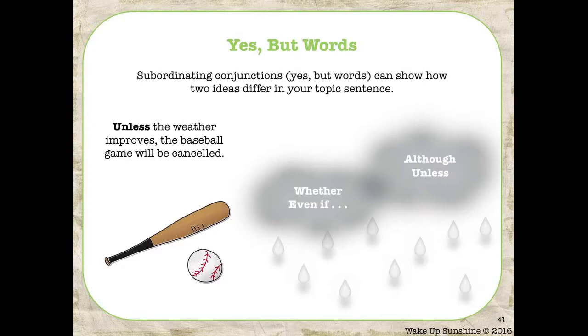So once you're done with your yes but words introduction, you put a comma and then finish the thought. So if I did, although the rain started an hour ago, comma, the game was still scheduled to start soon. And then I have a completed topic sentence that utilizes the yes but word strategy.